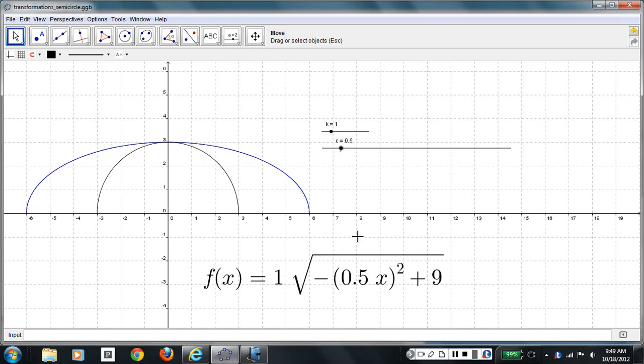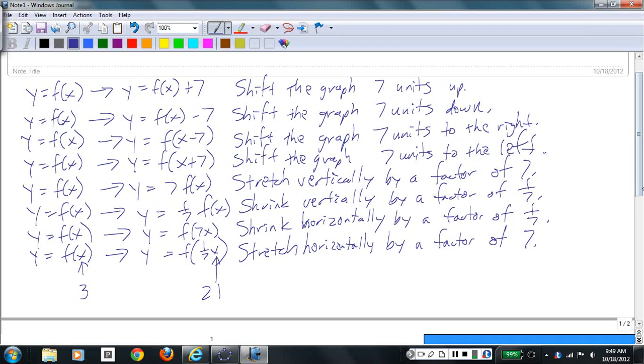So, replace the x with 0.5x, and x has to be twice as great as it would originally in order to get the same y value. An x value of 3 makes this one 0, but it takes x equals 6 to make this one 0, because it's going to take half of 6 before we square, multiply by -1, add 9, take the square root. So it's counterintuitive, but when it happens on the inside next to the x, that's the way it happens.